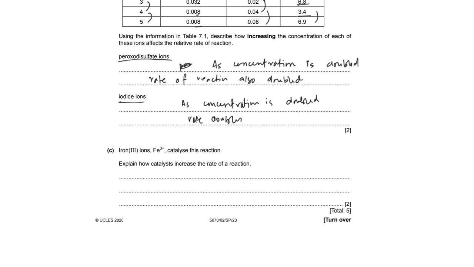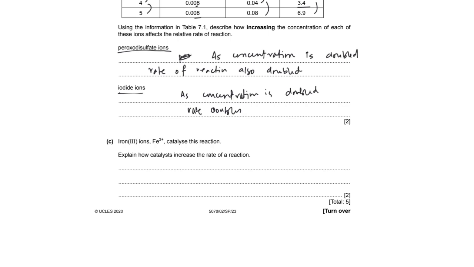Okay, so what's the next part? Explain how catalysts increase the rate of reaction. The 2 mark question. You will say that catalysts lower the activation energy. That's for 1 mark. Catalyst lowers the activation energy. By providing an alternate pathway. This is for the 2nd mark. Okay.